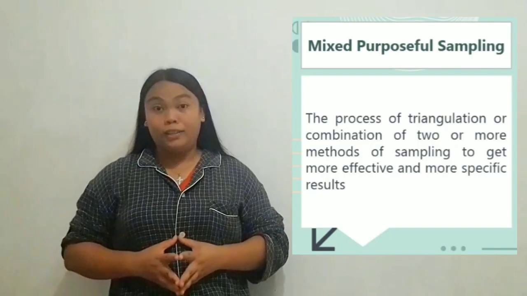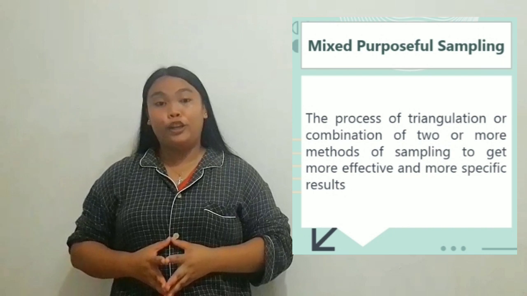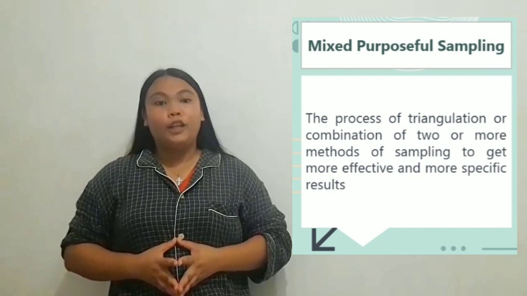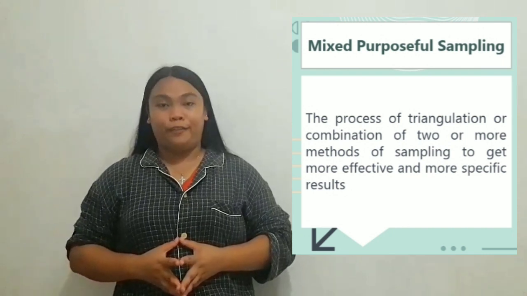The last one is mixed purposeful sampling, the process of triangulation and combination of two or more methods of sampling to get more effective and more specific results. One best example is mixing sampling strategies such as opportunistic sampling or snowball or chain sampling. So that's it for sampling in qualitative research.